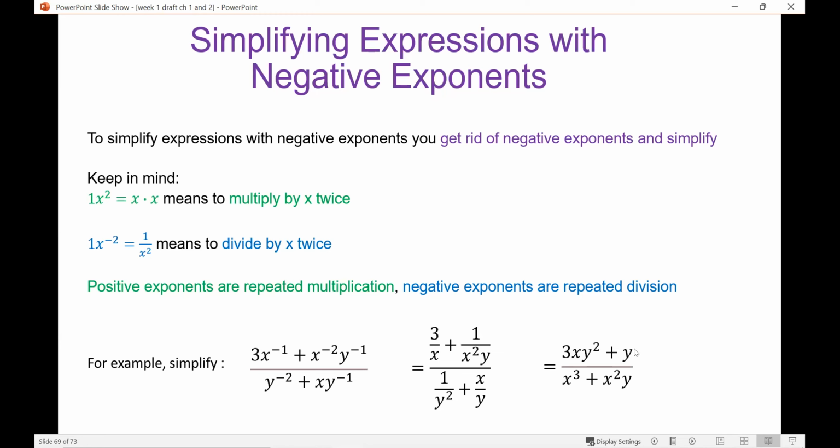It's possible this guy, let's see, we can factor out a y and we can factor out an x. No, they're still going to look different. Okay. So that's simplifying with negative exponents. Basically, translate your negative exponents first, and then you're just simplifying a complex fraction.